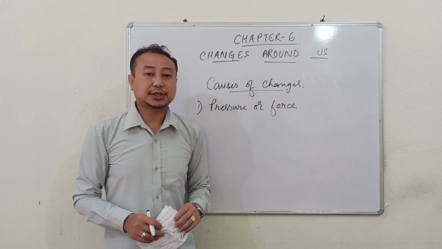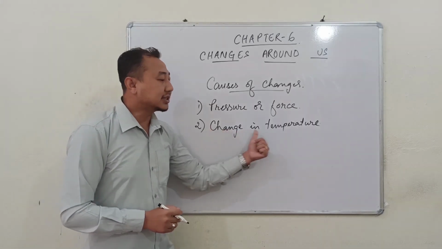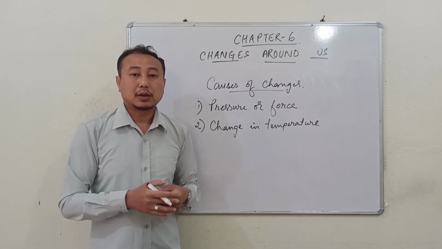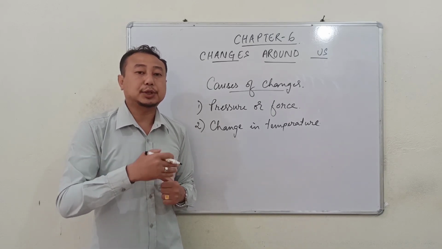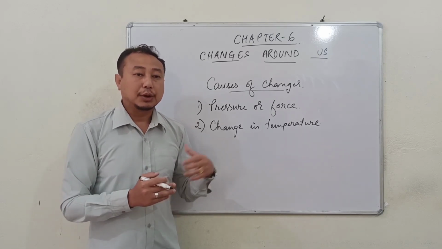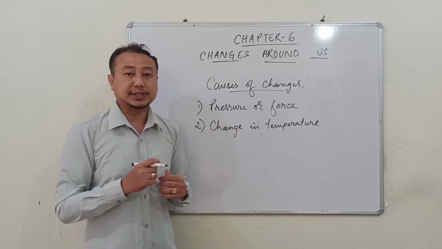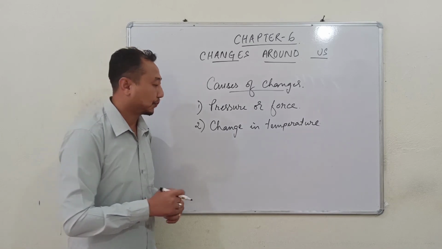Now, let us see the second cause. The second cause is the change in the temperature. With the variation in the temperature, a particular form of a substance can be changed into another form. Recently, we discussed one example, that is the melting of ice. Let us see that example once again.